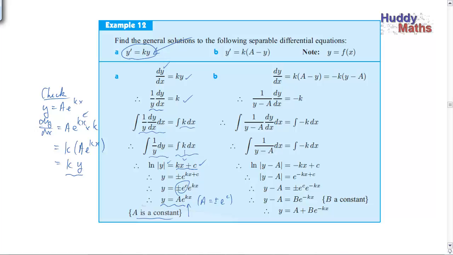And why does that happen? Can you see why that happens? It's because the derivative of e is itself, and you've just got the derivative of that power, the k x, times it. So that's an important property of exponential functions. What about this one over here now?